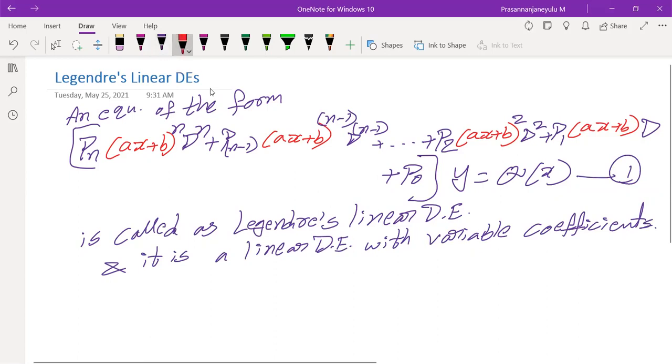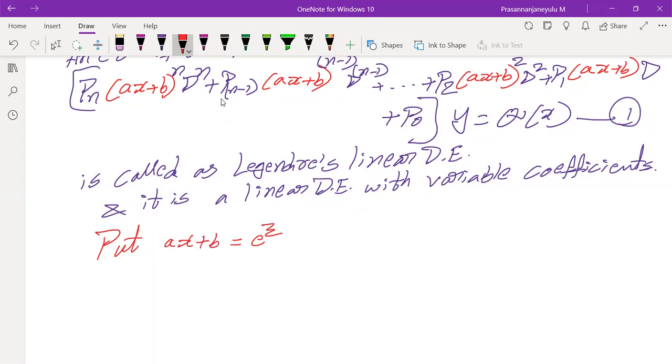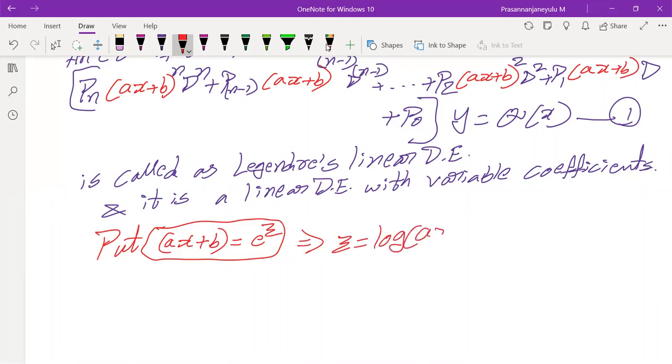We discussed in the last class that we have to substitute x equals e^z. But in place of x, here we have ax+b. So we must substitute ax+b equals e^z. This is important. In the previous method, in place of x we substituted e^z, but here in place of ax+b, we substitute e^z. That implies z equals log of (ax+b).